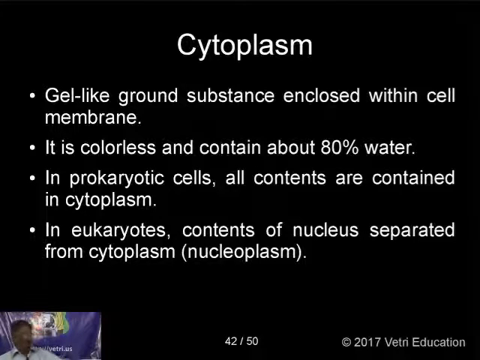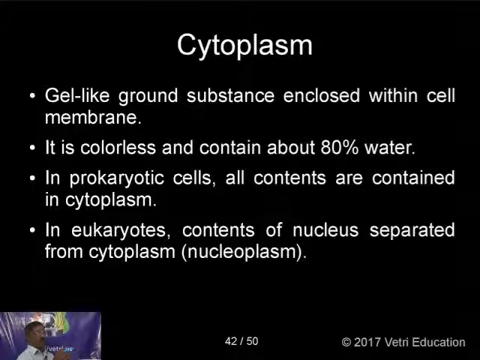Okay, now let us go to the next cell organelle, that is cytoplasm. It is a gel-like ground substance enclosed within the cell membrane. First you have the cell wall. Below the cell wall you have the plasma membrane. Below the plasma membrane you will find the cytoplasm. It is colorless and contains about 80% water.